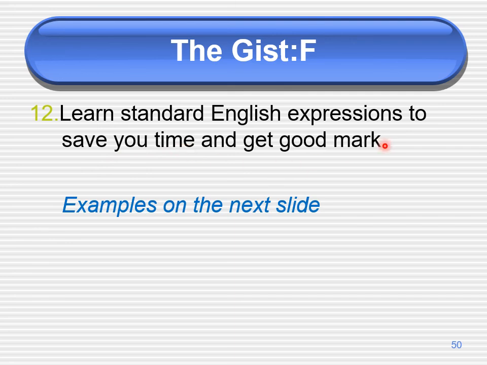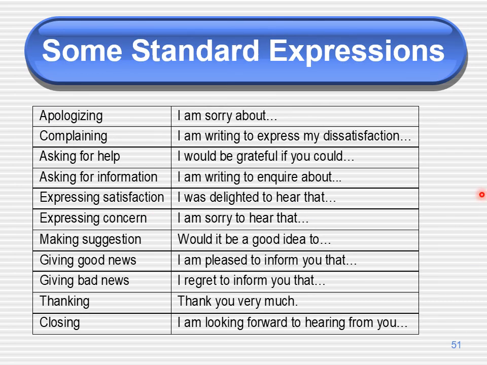On the next slide, I have got some examples for you which will help you. If you learn about these things, it will save you time. We need to save time. We need to be thinking less and writing more. How does that happen? We practice beforehand. If you are apologizing, I am sorry about that. If you're complaining, I'm writing to express my dissatisfaction, and so on. If you read this bit, and then read how to write about that, it would be very easy for you. All right, so please stop the video here and have a look at this.